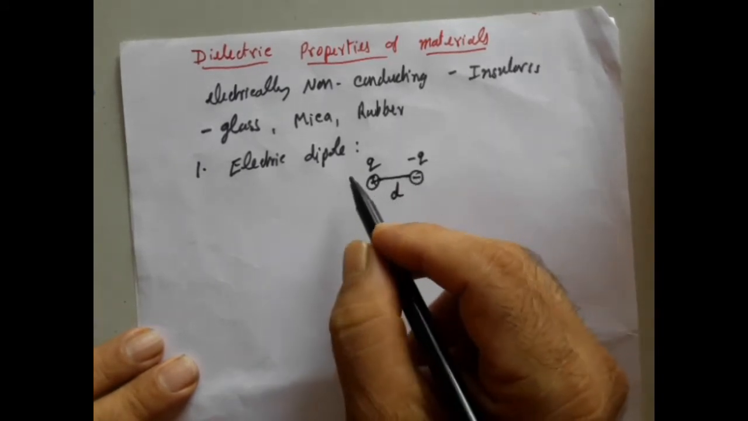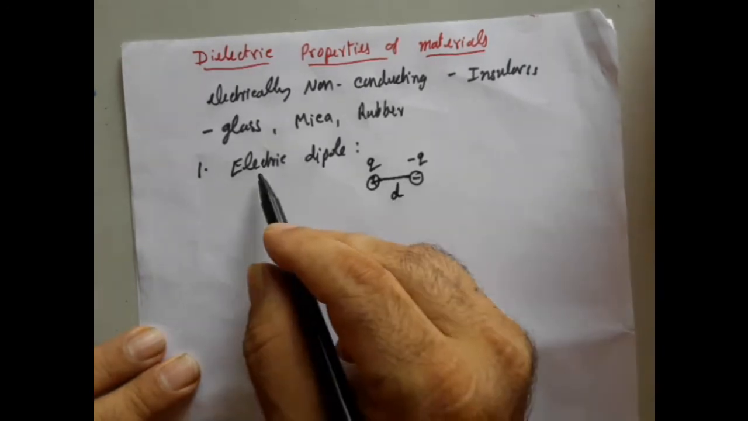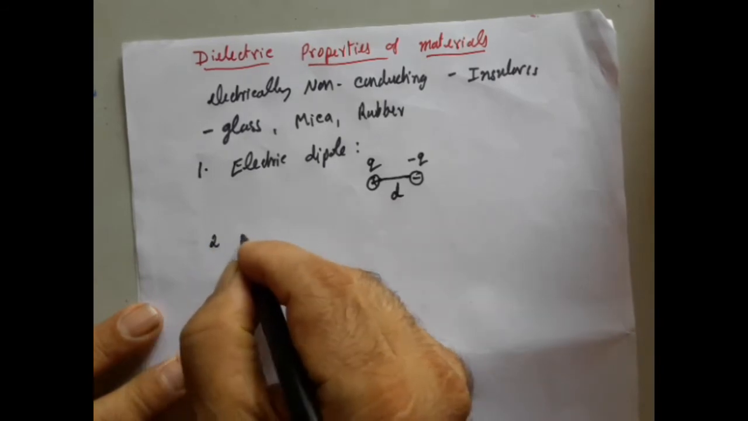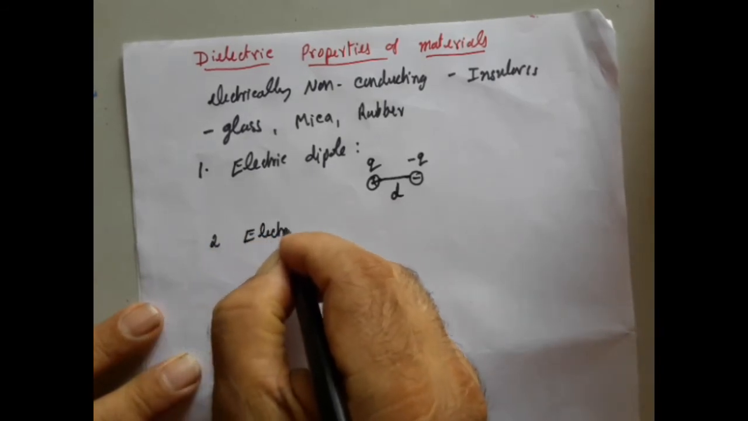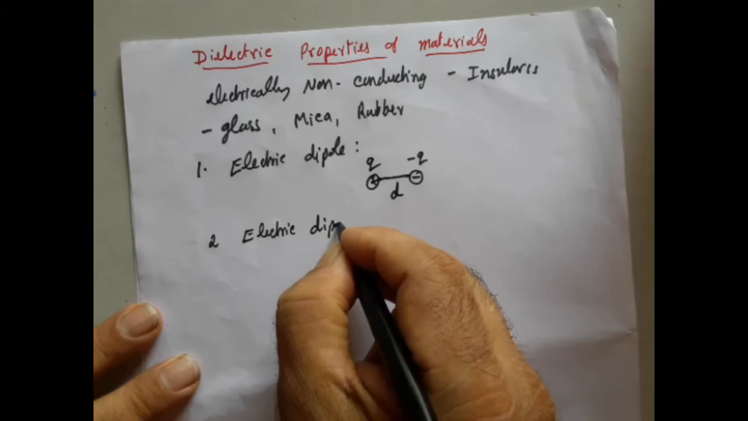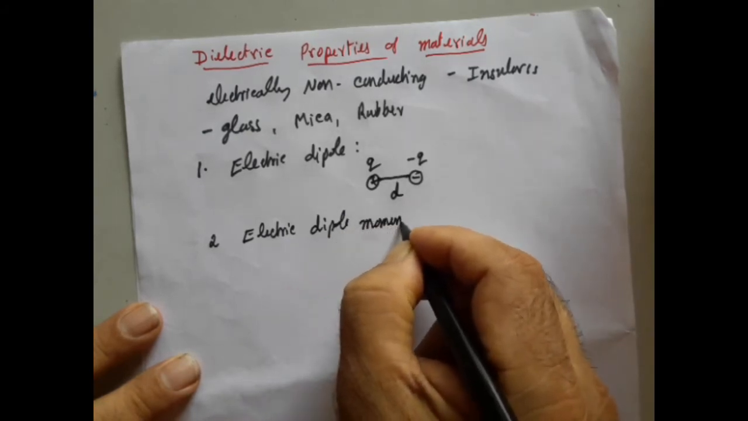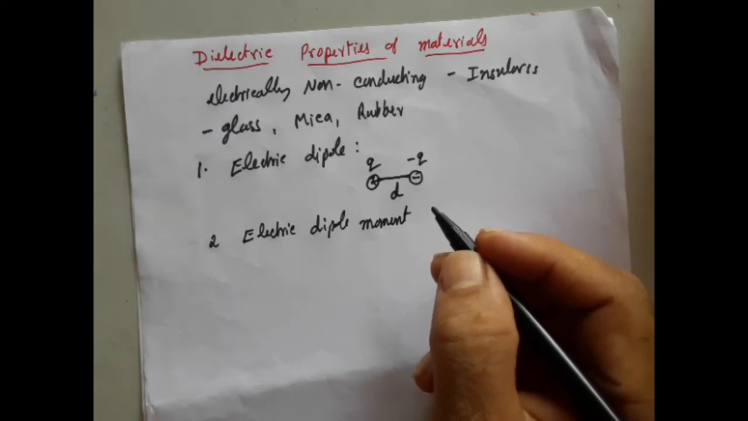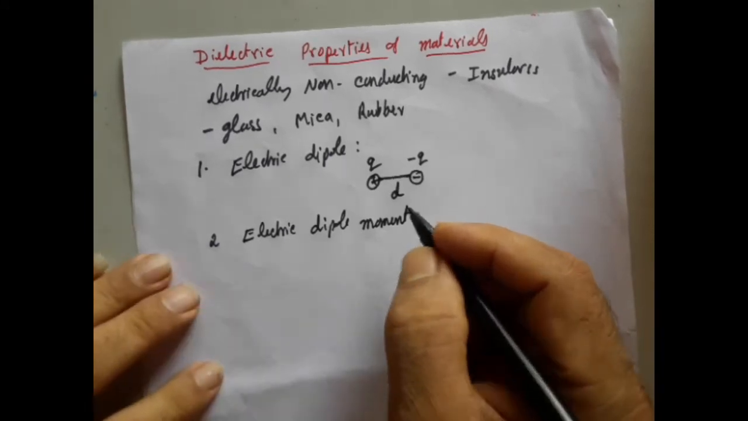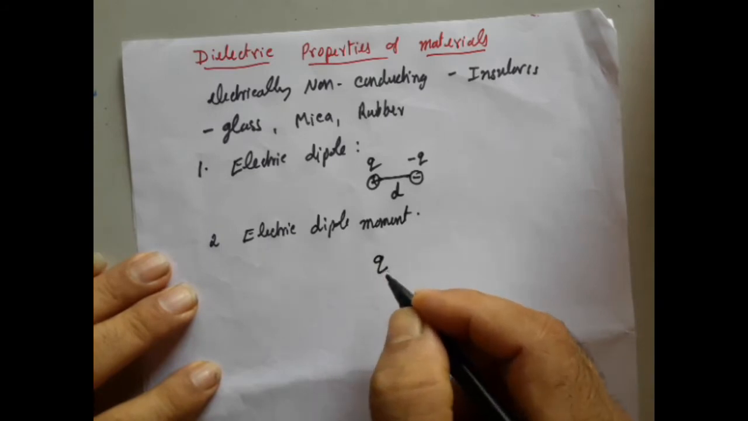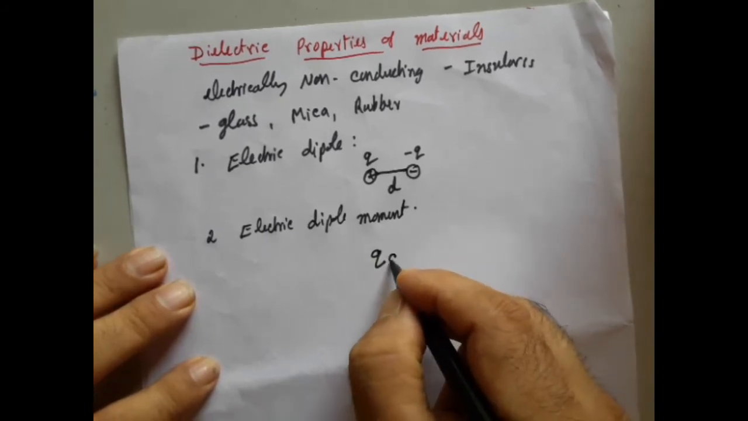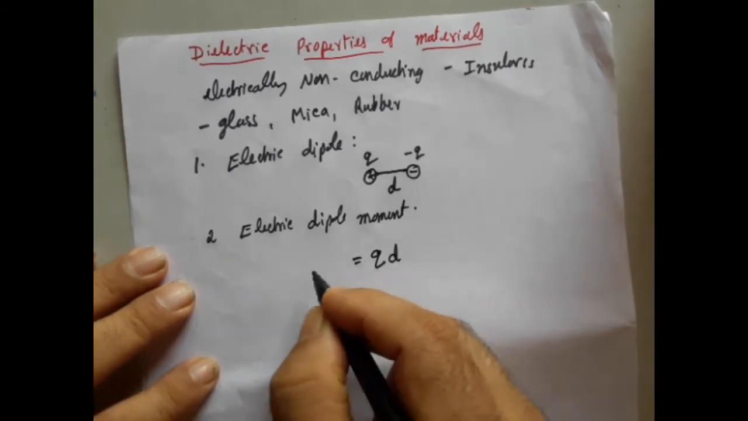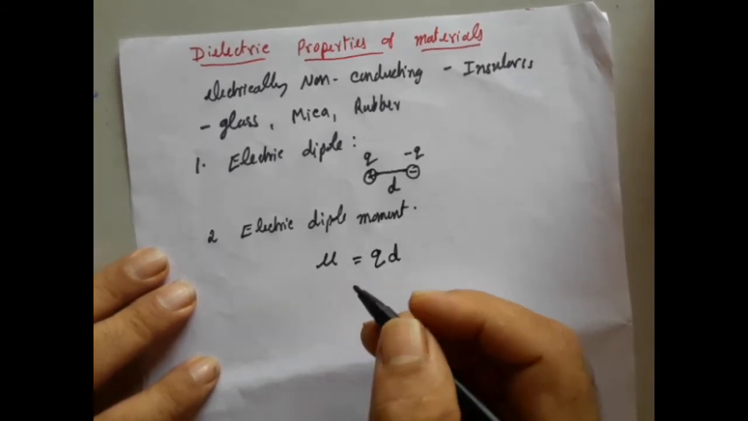Then this given charge arrangement is called an electric dipole. And we require to calculate the strength of this dipole, and this is called the electric dipole moment. Now, to understand the electric dipole moment, if I take the magnitude of one of the charges and multiply it with the distance of separation, then this product is called the dipole moment.